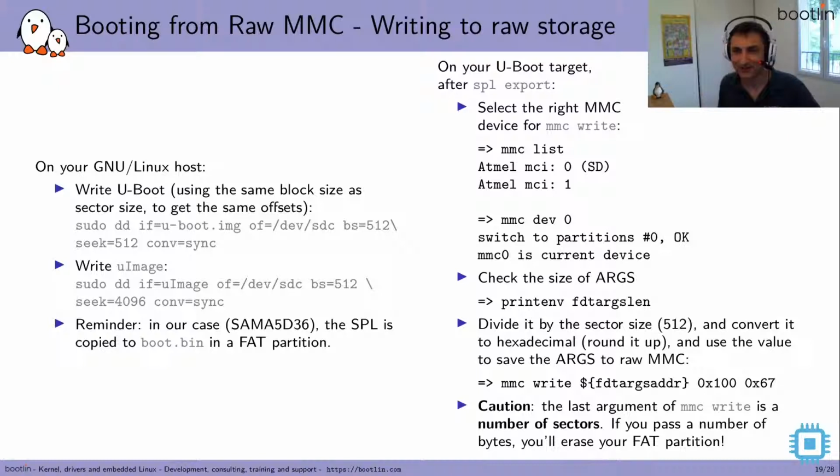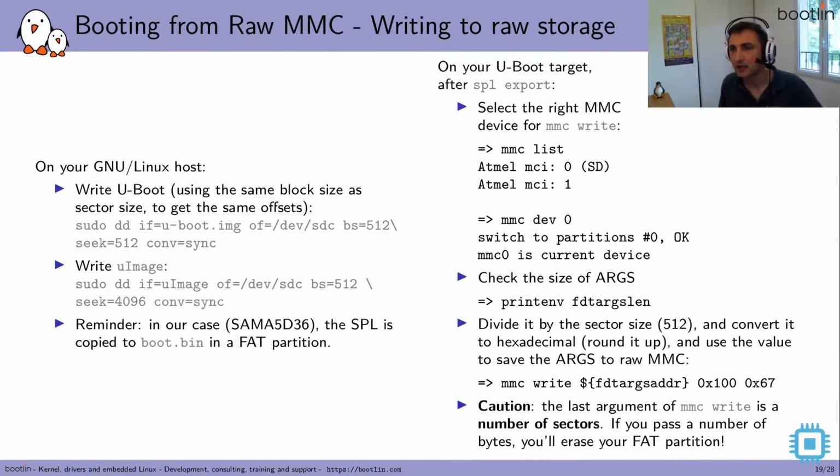So here are the steps to write to raw storage. On your GNU/Linux host, you'll use the dd command to write U-Boot at the right offset. Here we propose to use the same block size as the sector size to get the same offsets as in the table that we proposed before. You'll also write uImage with dd. As a reminder, the SPL is copied to a boot.bin file in a FAT partition.